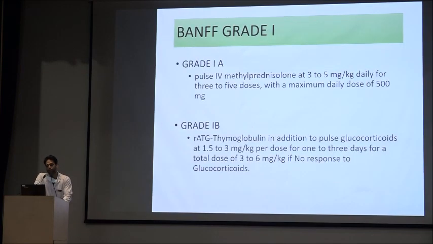Grade 1A will get pulse methylprednisolone, divided over 5 days, at 3 to 5 mg per kg. The maximum daily dose is around 500 mg. In grade 1B, again we start with methylprednisolone, but if there is no response, R-ATG, that is antithymocyte globulin, is started at 1.5 to 3 mg per kg per dose, given for 1 to 3 days, hoping that a decrease in creatinine or a response of the rejection will be seen with these medications.